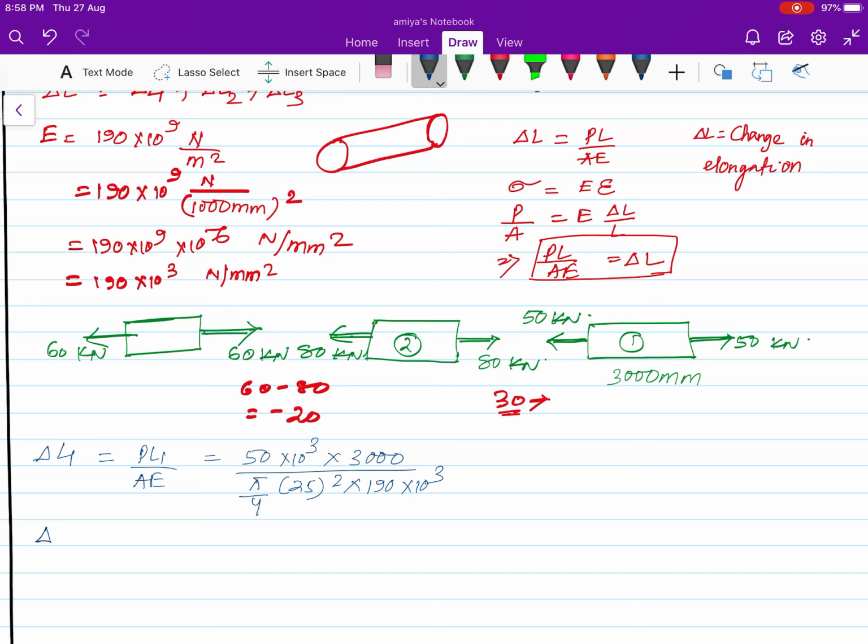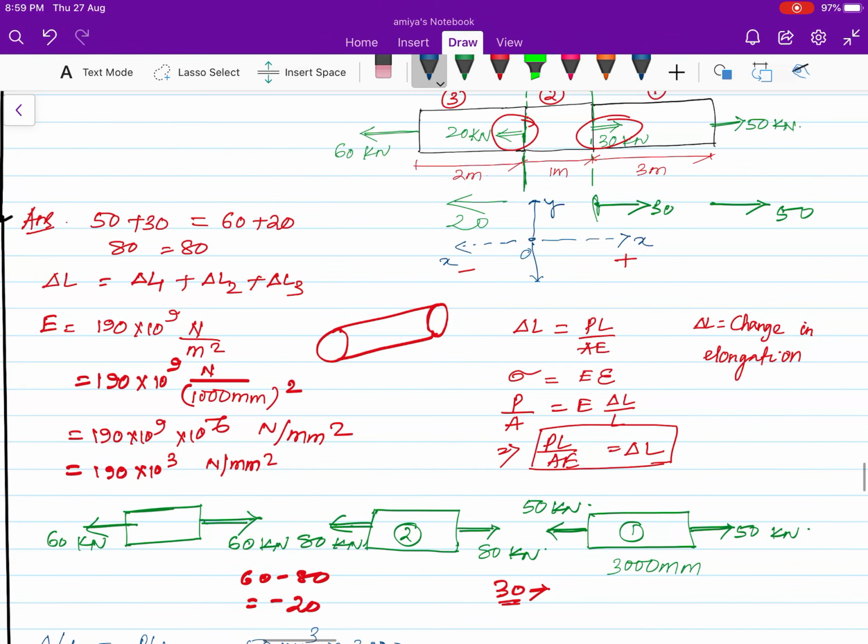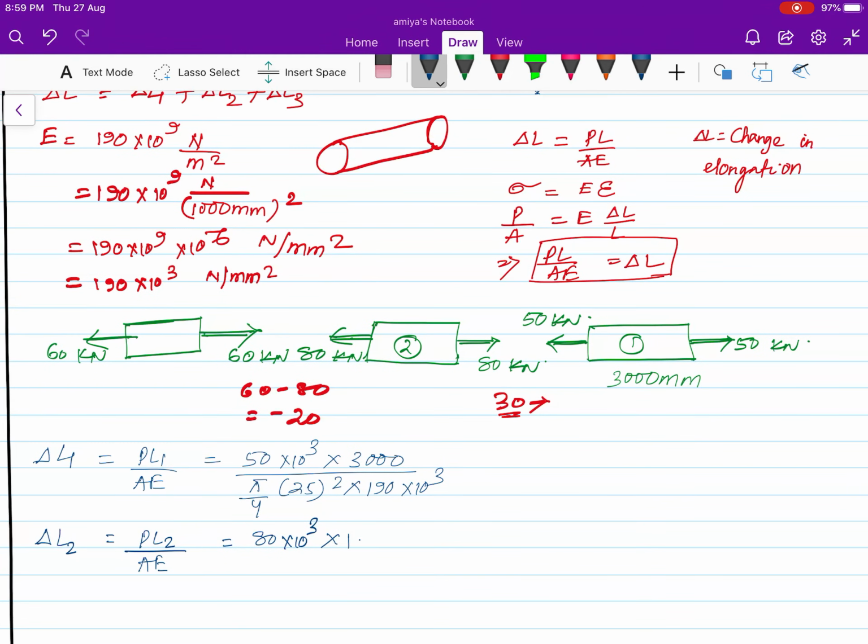Similarly, del L2 is PL2 by AE. P is 80 into 10 to the power 3. The length of the middle section is 1000 millimeter, divided by pi by 4 into 25 square into 190 into 10 to the power 3.